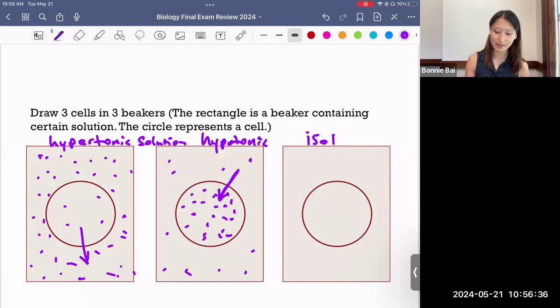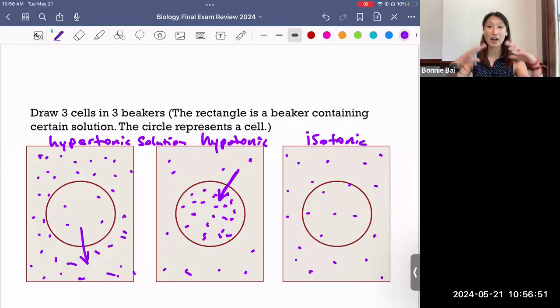The last scenario is isotonic. If you were to draw this, you can just draw dots evenly spread out. And once again, we're not drawing the same number of dots, right? As you can see, I have clearly less number of dots inside the cell versus outside, but concentration really means how spread out the dots are. So in this case, water is moving in both directions, and the cell is going to remain the same size as it is before.